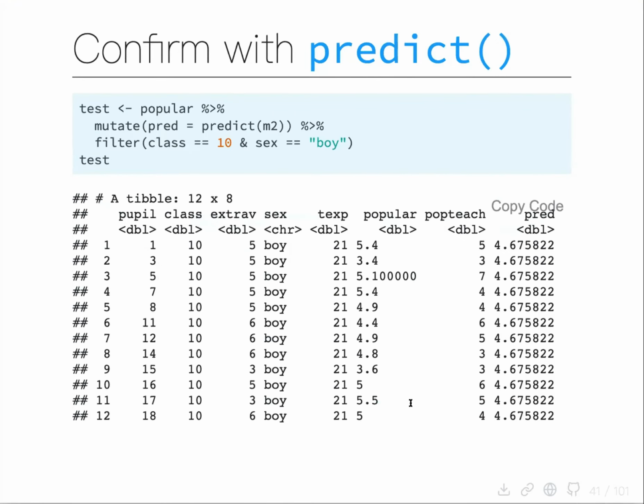Does that make sense? So when you have a random slope, especially on a categorical variable, you're only adding in the random slope variation when that categorical variable comes into play.